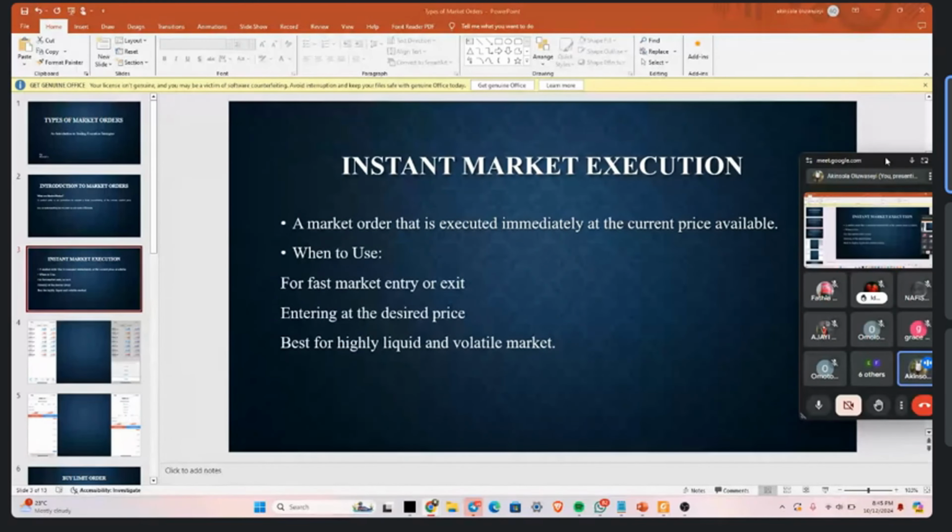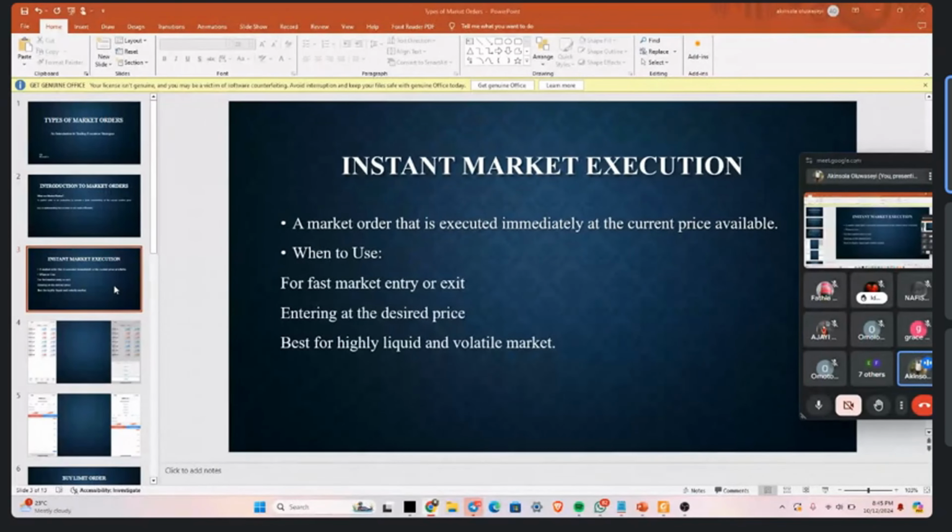Now, you enter at the desired price. Immediately you see the market there, you enter one, two, three, depending on how many positions you want to open. It is best for highly liquid or volatile markets. In forex trading, we have what we refer to as fundamental analysis. Fundamentals, most of the time, affect markets greatly. So in that case, you can choose to use instant market execution, provided you are using a very good broker. Do you understand that?